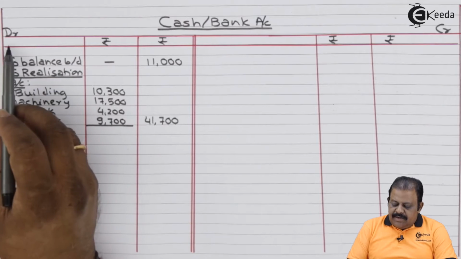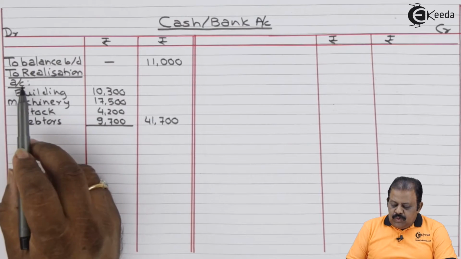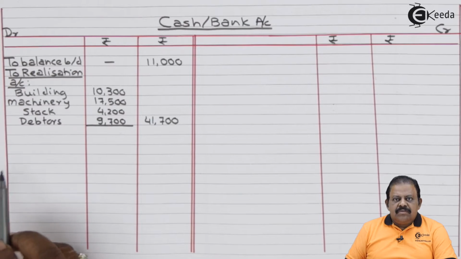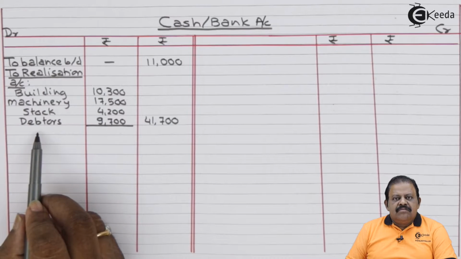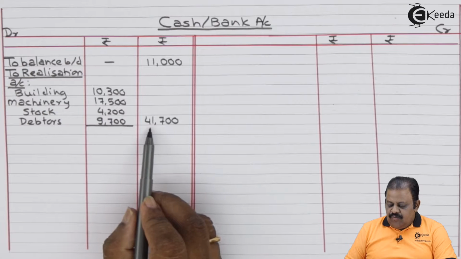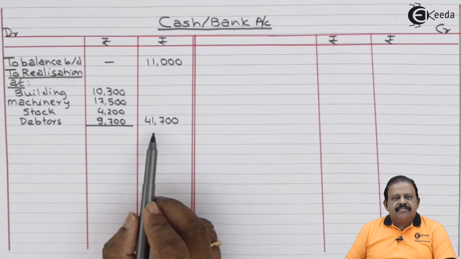Cash bank account debit side to realization account: building, machinery, stock, debtors. Total amount realized 41,700.